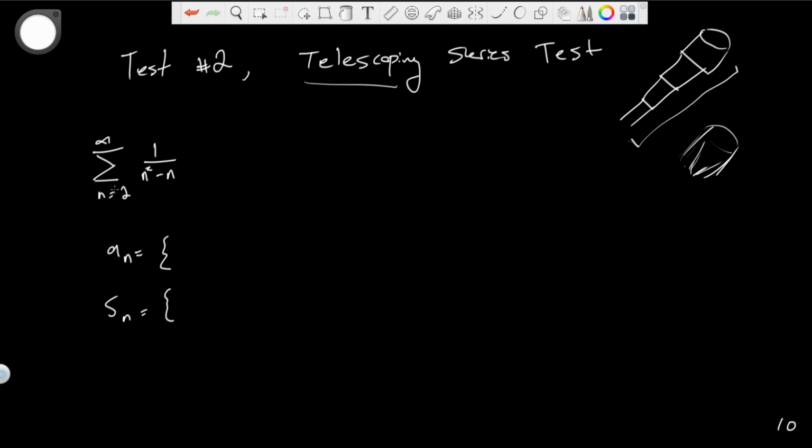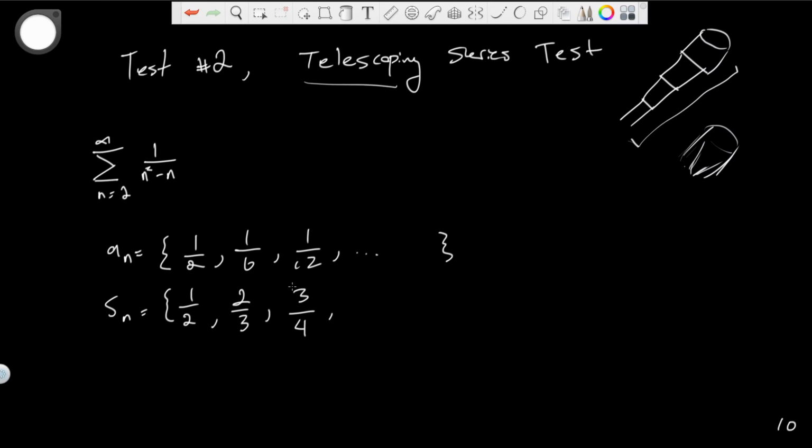All right, so the sequence, if I plug in 2, my first term is going to be 1 divided by 4 minus 2, that's 1/2. My second term is going to be 1 over 9 minus 3, that's 1/6. My next term is going to be 1/12, and then that's all I'm giving you. The sequence of partial sums, I'm going to be adding these things up, so 1/2 is the first term. The second term is 1/2 plus 1/6, which ends up being 2/3. The third term ends up being 1/2 plus 1/6 plus 1/12, which ends up being 3/4. 1/2, 2/3, 3/4.